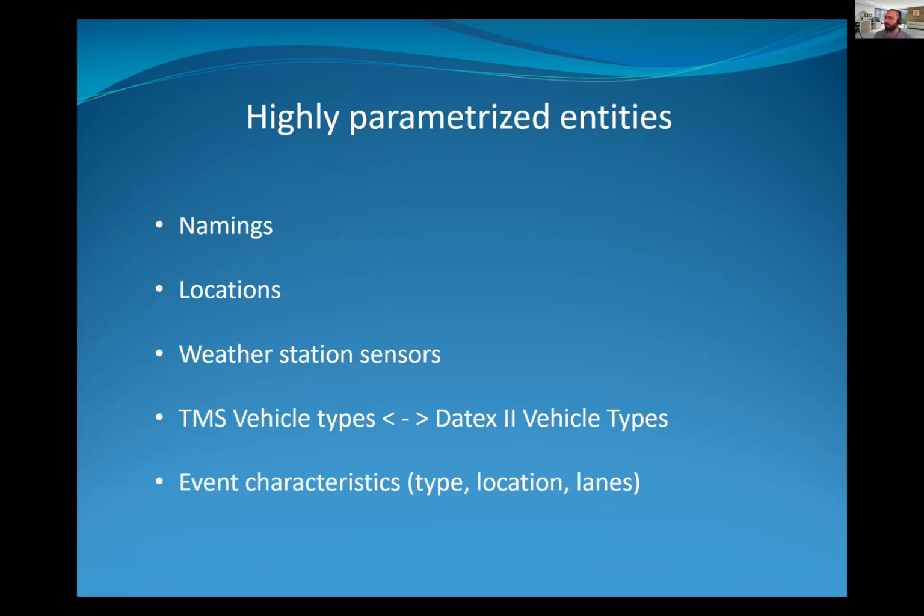Moving on, we highly parameterized our entities, and for example, I have five points here: the location, the weather station sensors that are available, the mapping of the vehicle types that we're getting from SCADA systems to DATEX II vehicle types, and event characteristics such as situation type, location, and lanes of the situation. All these are provided to our client via a graphical user interface for him to parameterize.